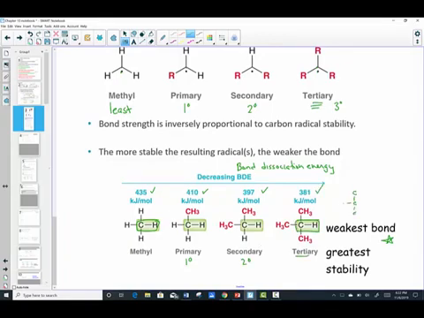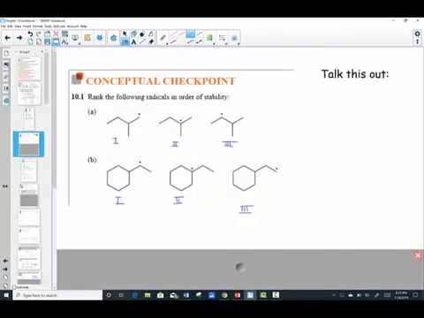Which would translate to saying the bond that breaks then becomes the position of the radical. This is the most stable configuration. So the weaker the bond, the greater the stability. The easier it is to break a tertiary bond than the methyl bond. It takes less energy to do that. And so we can just think about that a little bit and practice some homework questions.